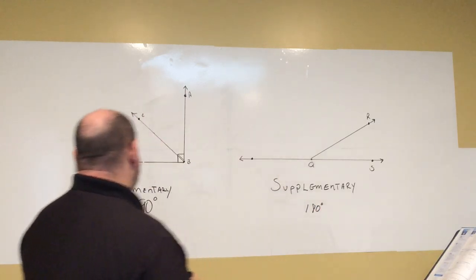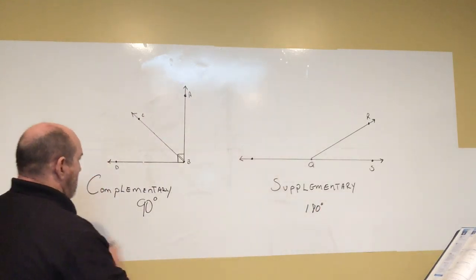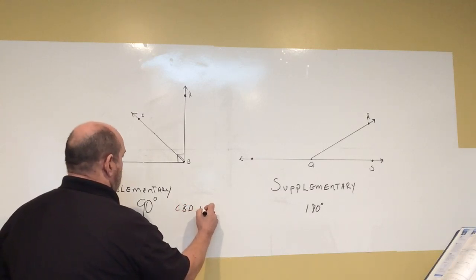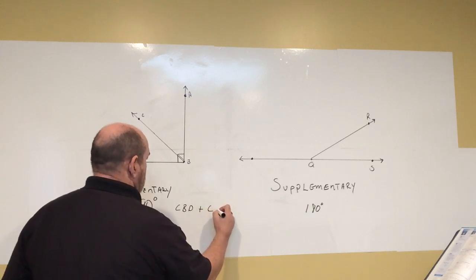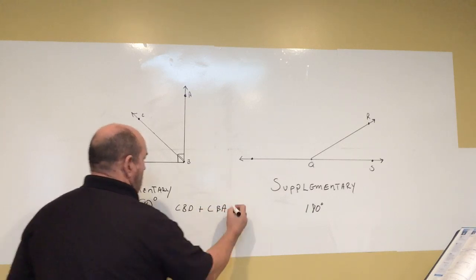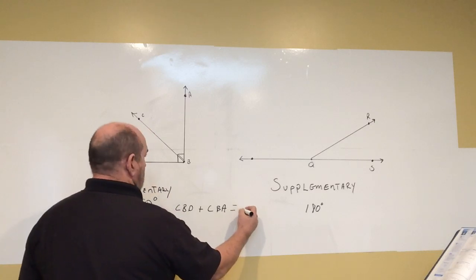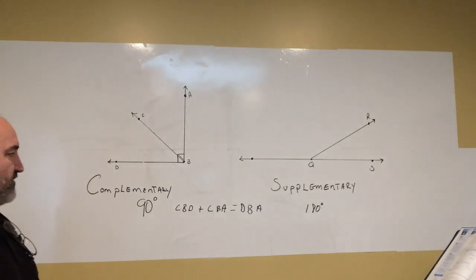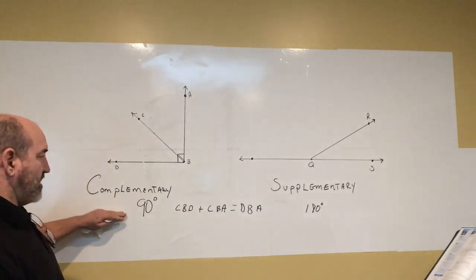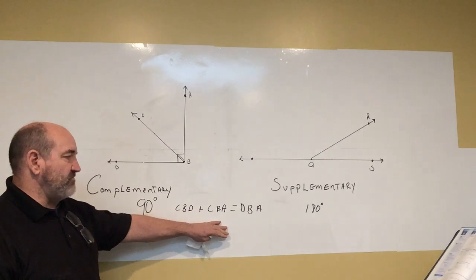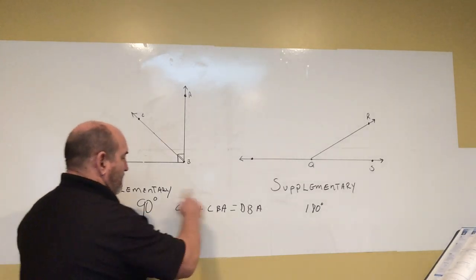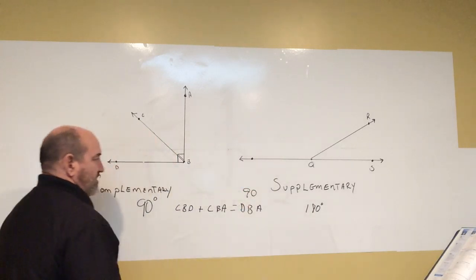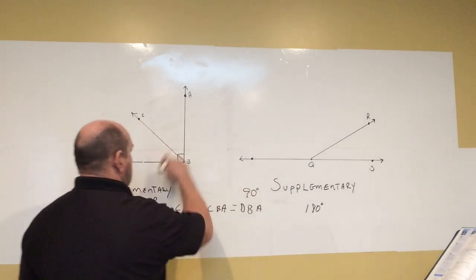So in this situation here, obviously we would have angle CBD plus CBA, and the total angle would be DBA. In simplest terms, it's a complementary angle. CBD complements CBA, because the total of them, if you add them together, is going to be equal to 90 degrees.